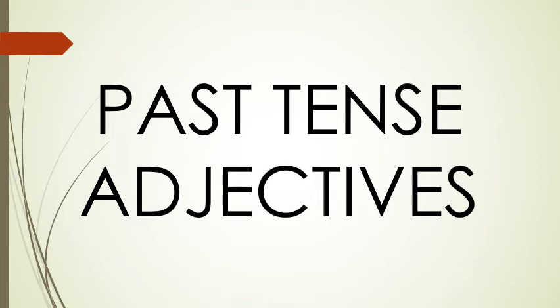Hi everyone and welcome. Today we're going to be learning about past tense adjectives. Now, normally in English, when we use the past tense, we just change the verb in our sentence. Adjectives stay the same regardless of what tense we're using. But in Japanese, we are actually going to need to conjugate our adjectives to past tense.